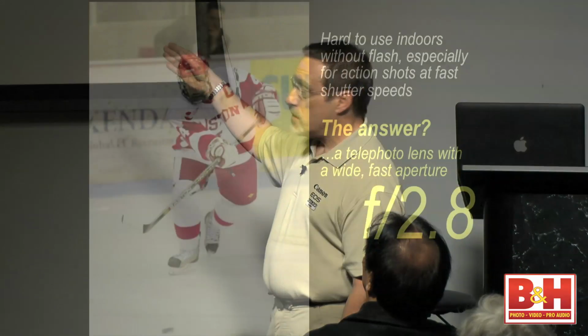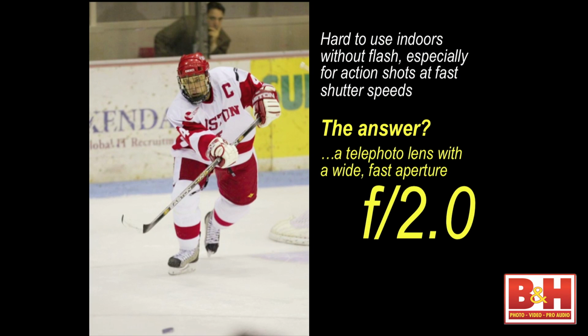So you can also get a faster telephoto. F4, you can go down to F2.8. Well, it depends on how big your bank account is. You can go down to F2, F1.8. I mean, just remember the lower that number is, the lower your bank account is.